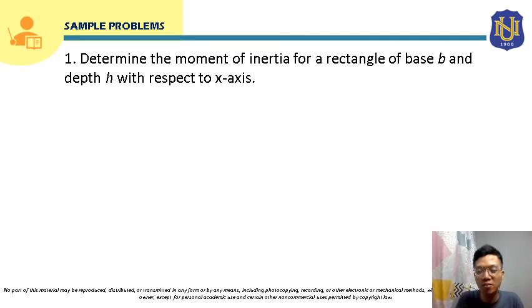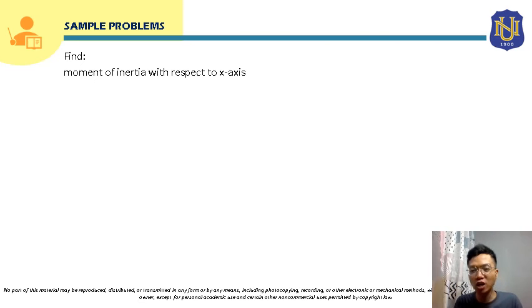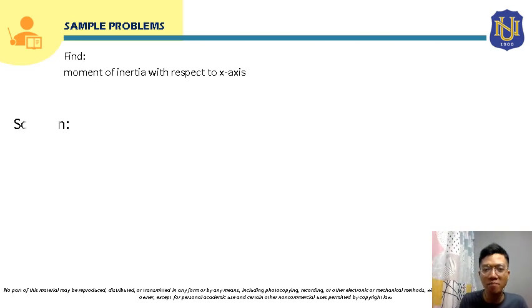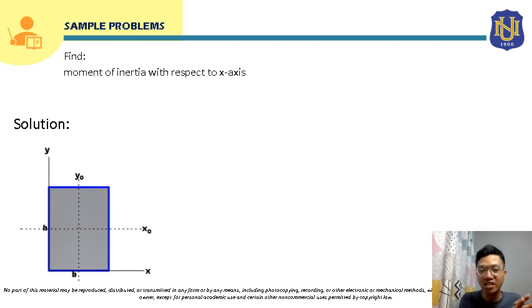So let's solve a sample problem here. Determine the moment of inertia for a rectangle of base b and depth h with respect to the x-axis. We already solved this using integration, but in this case, we are going to solve this using the transfer formula. Our rectangle has base b and height h. We know already the established x and y centroidal moments of inertia for a rectangle. For the x centroidal moment of inertia, that is bh cubed over 12.